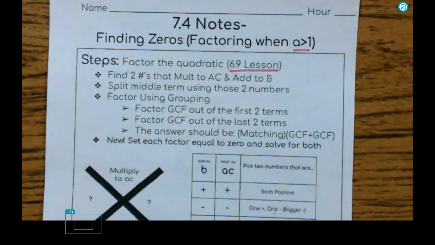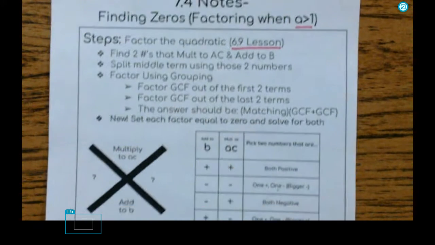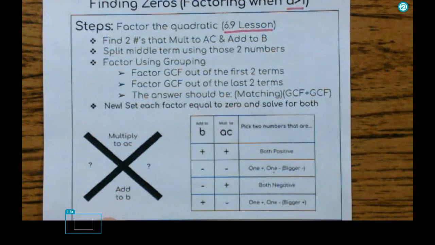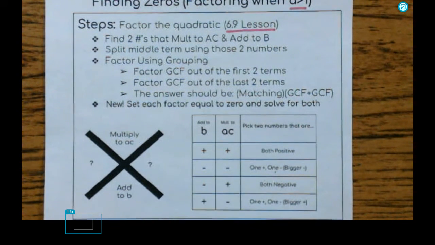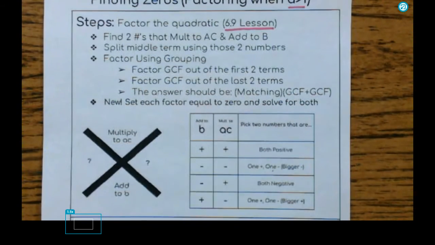So, anywho, these steps are literally copied and pasted back from something in Chapter 6. It says, find two numbers that multiply to AC and add to B. We use this X to organize our thinking there. So two numbers that multiply to AC, add to B. Once we figure out what those two mystery numbers are, we split our middle term using those numbers, and we can factor by grouping. And then the new part of today is we're going to set each factor equal to 0, and we're going to solve both.